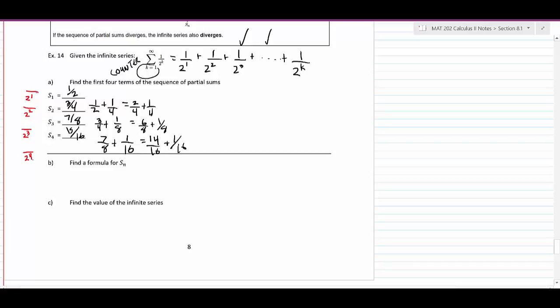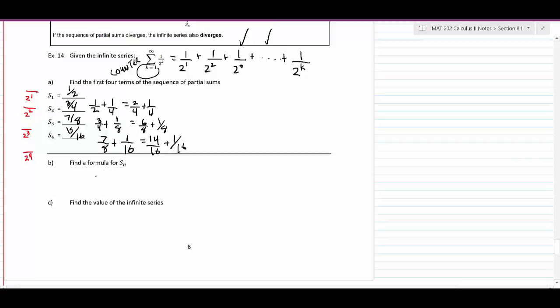Now, the numerator sometimes is harder for students to see. I did this on the last problem, but these are just 1 less than perfect squares, right? That's 1 less than 4, that's a perfect square. That's 1 less than 8, that's a perfect cube. That's 1 less than 16. Okay, like that. So when you put that together, your formula would go like this.